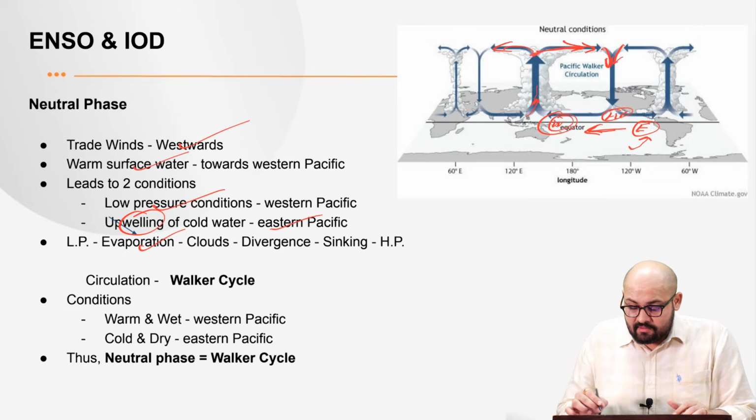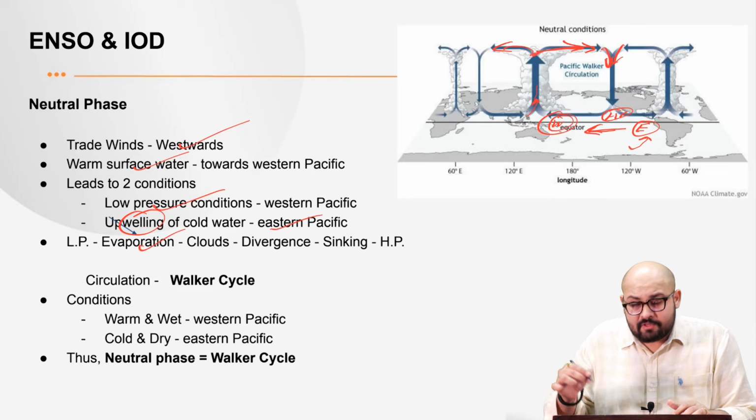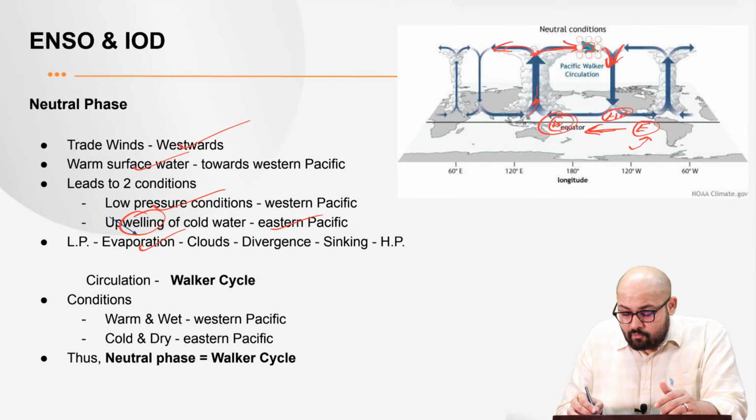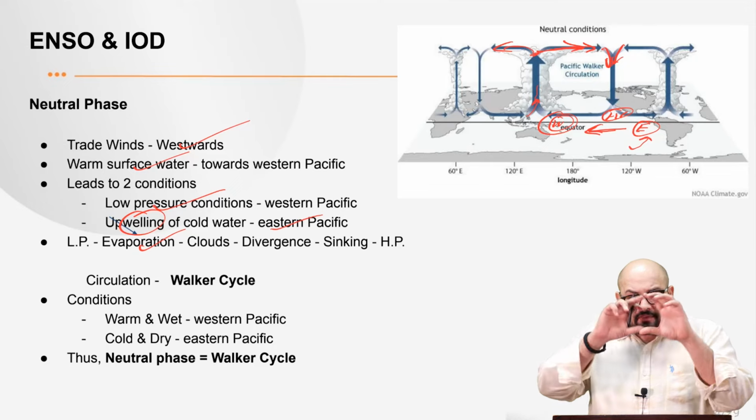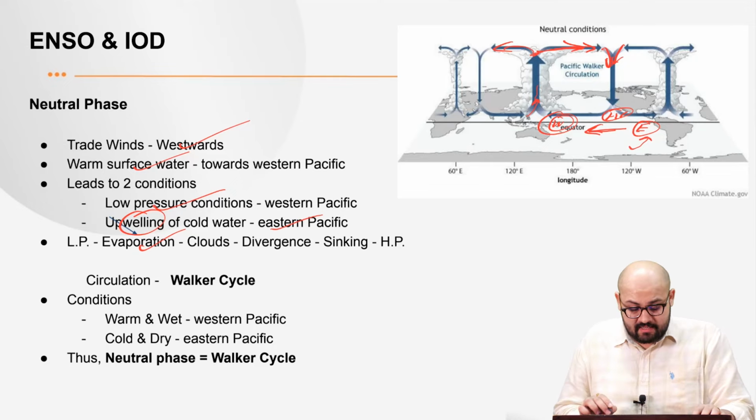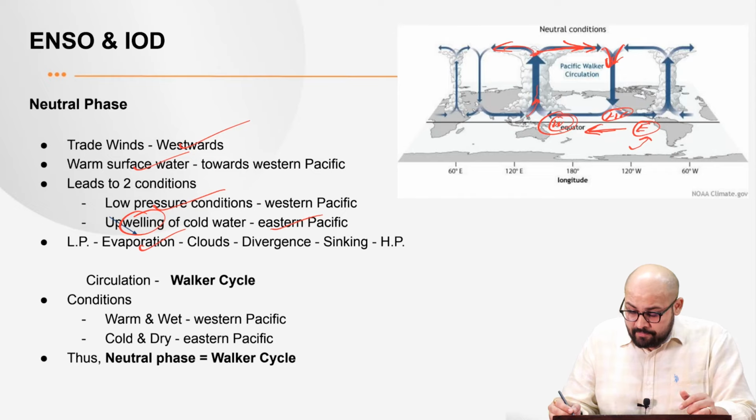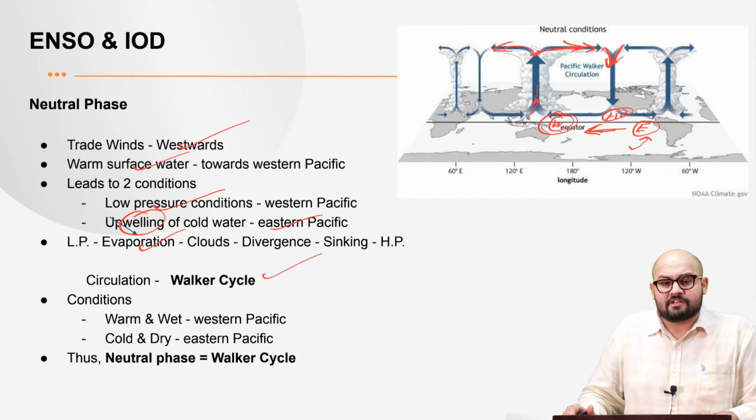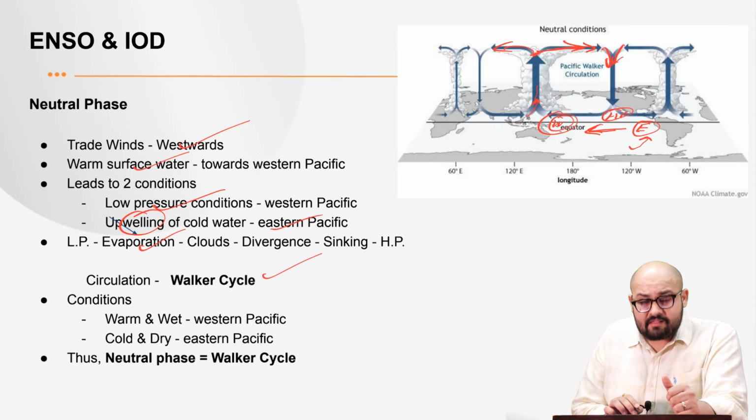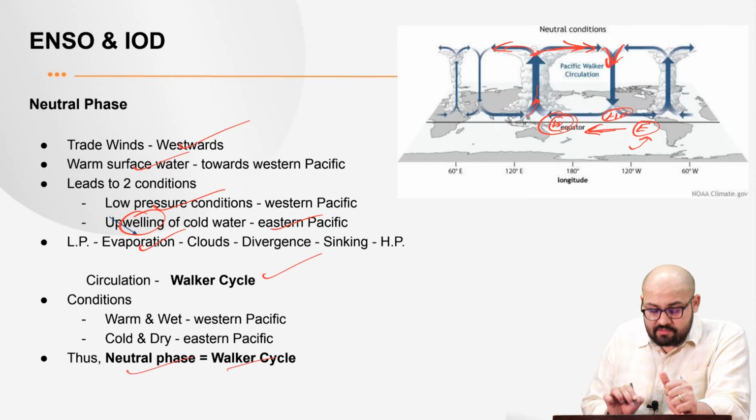So once you have the low pressure system here, it leads to the evaporation of water, then the formation of clouds, then you have got the movement of winds in this direction, and then you have got the subsidence of winds leading to the creation of high pressure condition. Now, this cell, the circular pattern, is known as the Walker cycle, right? So just understand that we have got this Walker cycle. So this condition is known as the system of neutral phase, right? And this neutral phase is associated with that of Walker cycle.